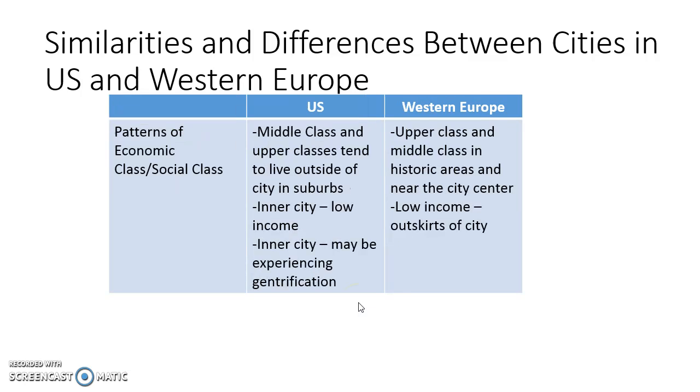Next, let's talk about the patterns of economic class to social class. This is the complete opposite between the United States and Western Europe. In the United States, the wealthiest people, the upper classes, and then the middle class people, tend to live outside of the city in suburbs. And the size of home and the type of car in the United States is a status symbol. This is how we display our wealth in size of car and size of house and type of car.